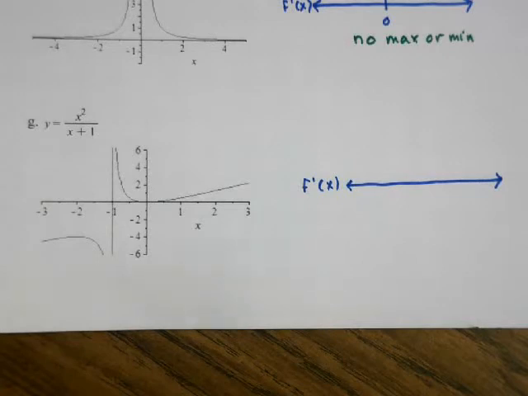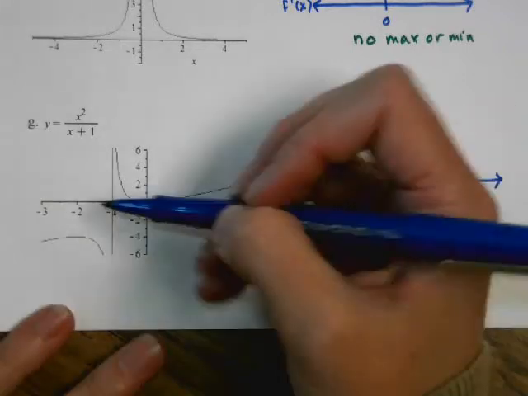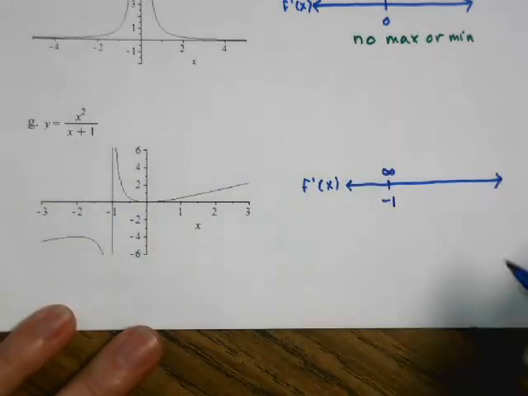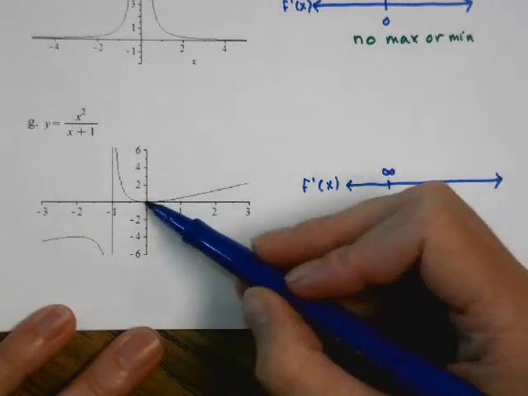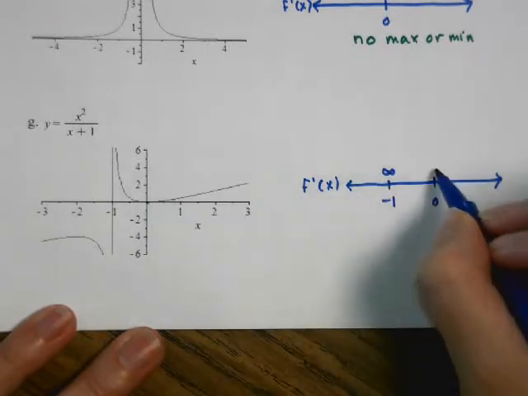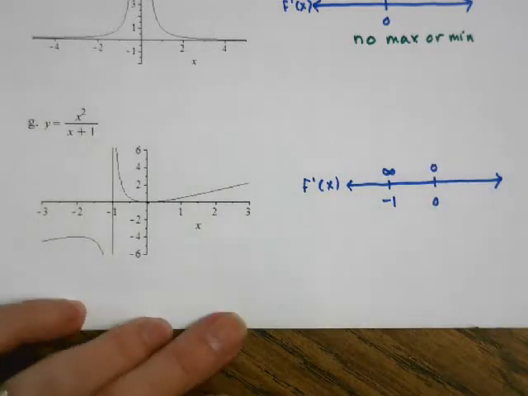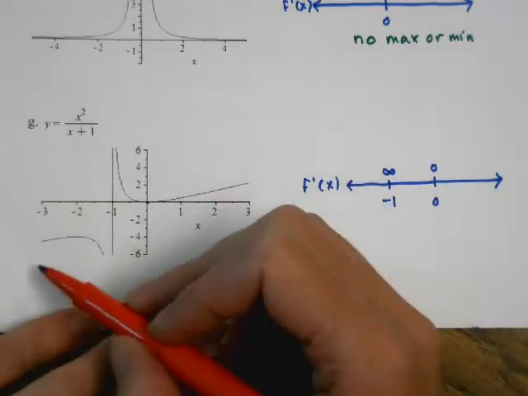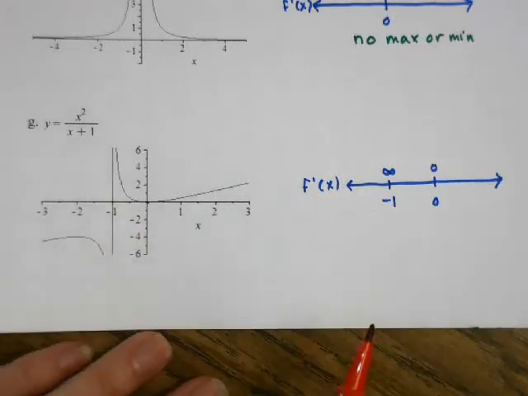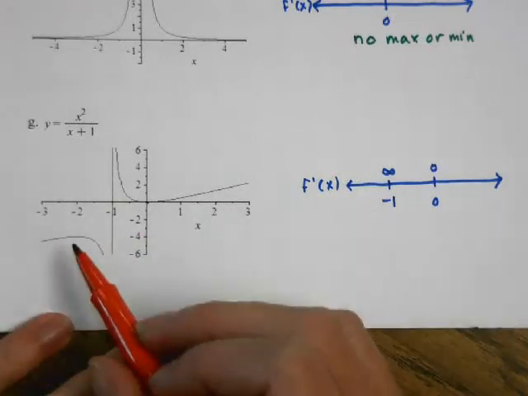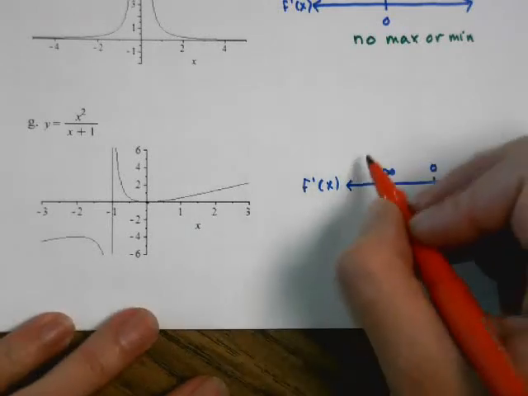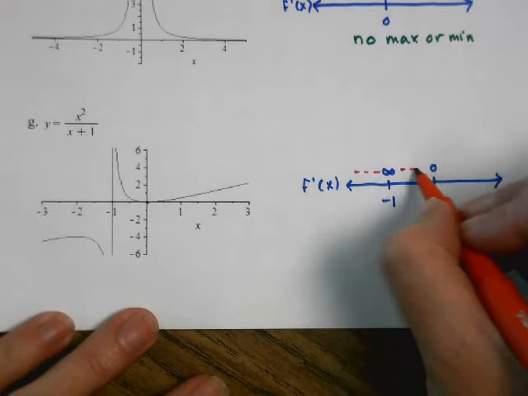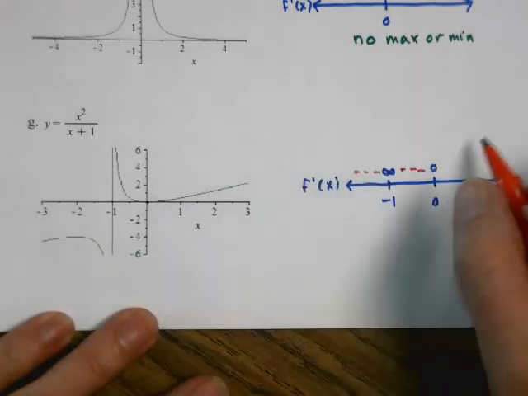So you can have this going from positive to negative without there being a maximum. Okay, so we're going to put this next one on the number line. So the derivative is undefined at -1 because there's an asymptote there. There's a slope of 0 there at 0. So this one is decreasing, then it's decreasing, then it's increasing.